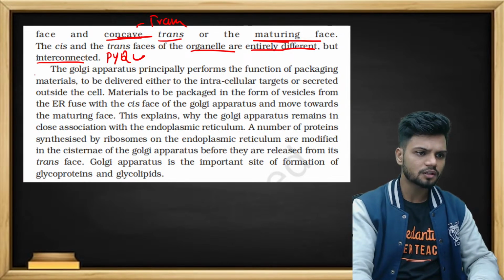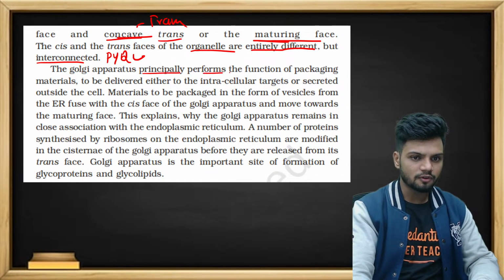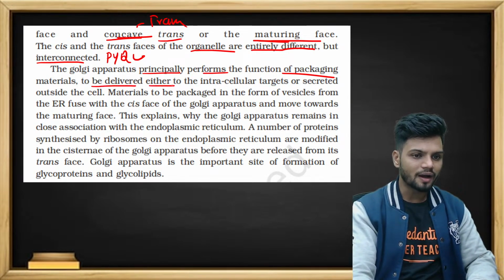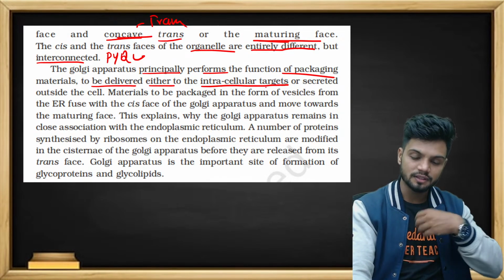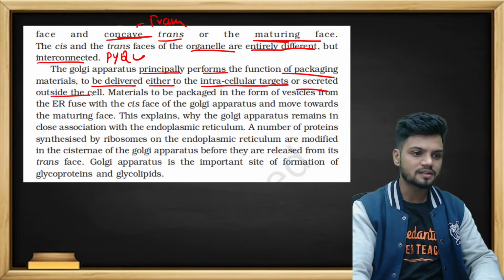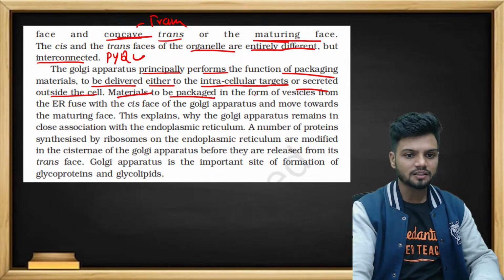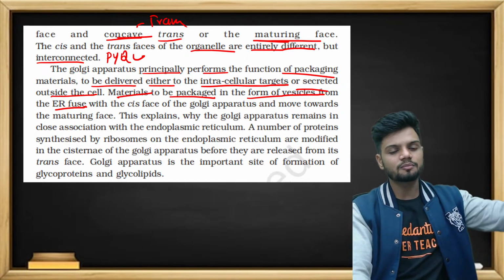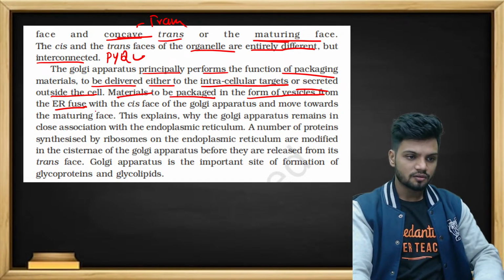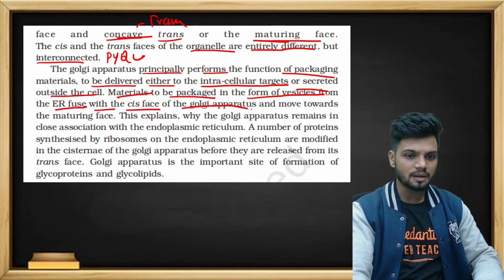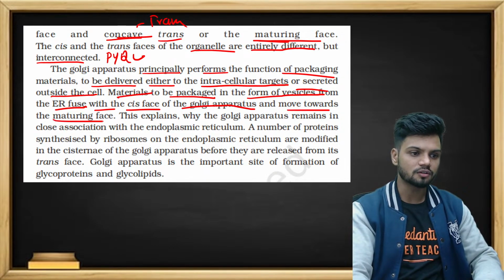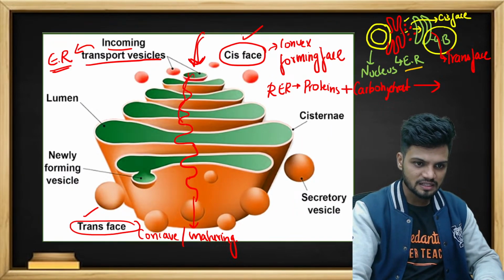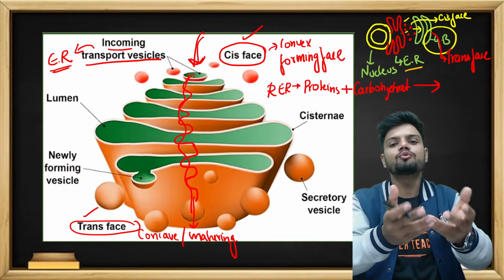Now, the Golgi complex principally performs the function of packaging. I told you, it is an Amazon factory. To be delivered either to intracellular targets, that is within the cell, or secreted outside the cell. Materials to be packed come in the form of vesicles from the ER. See, the product is coming from the ER to the cis phase of the Golgi apparatus and moves towards the maturing phase. So they are entering in the cis phase, nicely packaged, and removed from the trans phase.